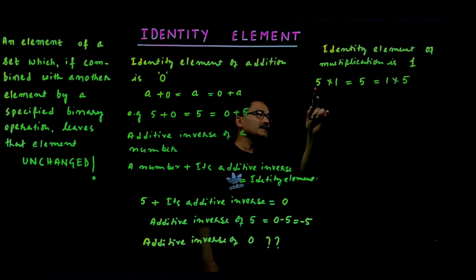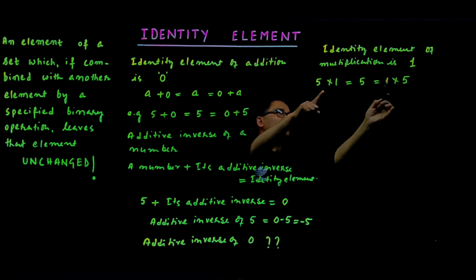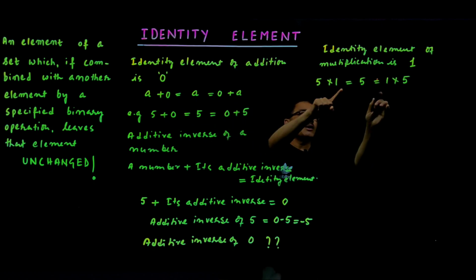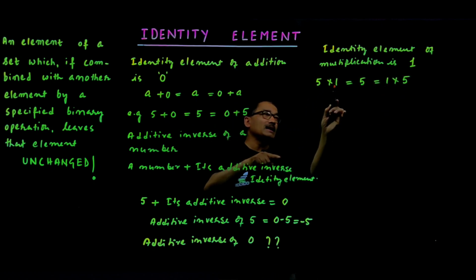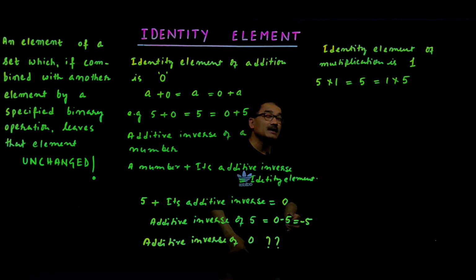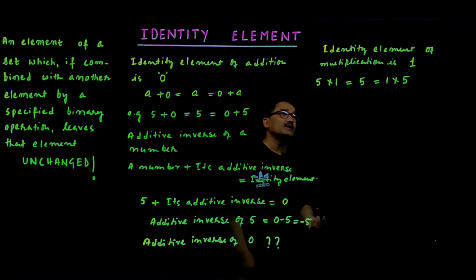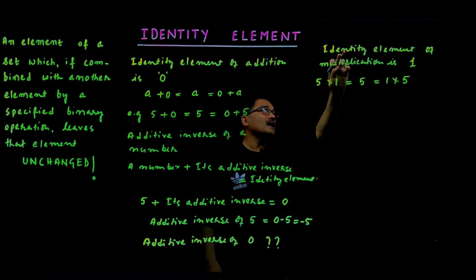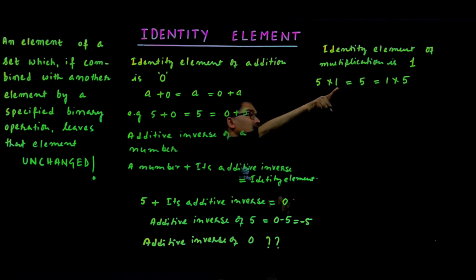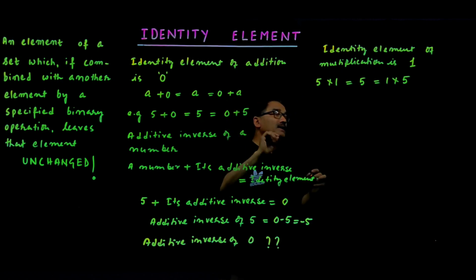Here also you can see that the commutative property holds good in multiplication as well, as it was in the case of addition. 5 multiplied by 1 is equal to 1 multiplied by 5, and both the results give you 5, just like 5 multiplied by 4 and 4 multiplied by 5 will give you the same result, that is 20. So we say 1 is the identity element of multiplication. And once I know the identity element of multiplication is 1, then I can also find the multiplicative inverse of a number.